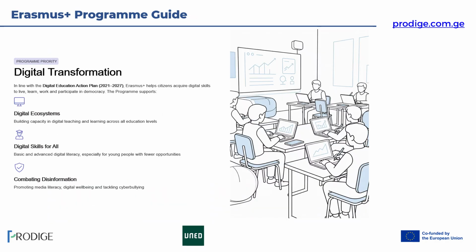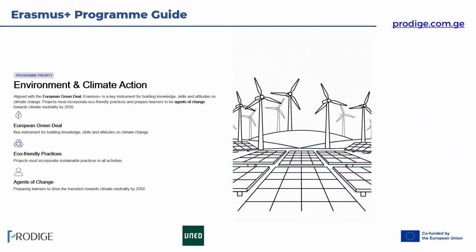To tackle modern challenges like AI and disinformation, Europe needs systems adapted to the digital age. Erasmus Plus supports the Digital Education Action Plan by building high-performing digital ecosystems. We focus on improving digital skills for everyone, from basic literacy to advanced competencies, to ensure citizens can participate fully in democracy. The environment is a top priority for the EU.